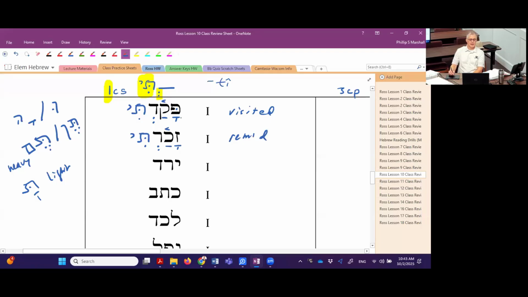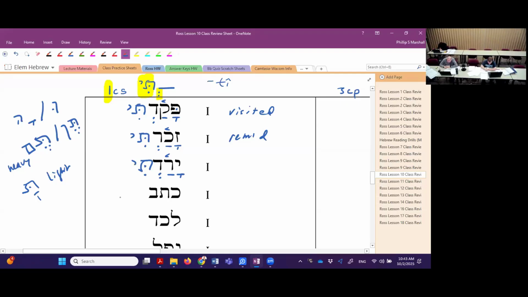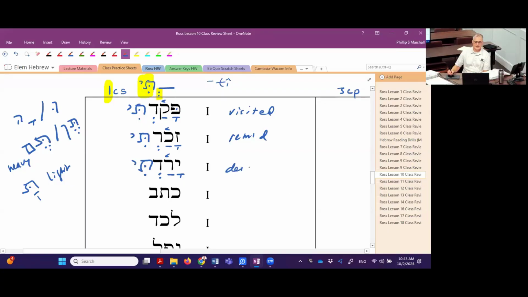I remembered. Everybody: pakati, zaharti, and yarad becomes yarati. Long A, short A, root 3 gets what? Silent shva, and then the T on the end. Yarati, and I need an accent mark over it. What does yarati mean? I descended. Excellent.